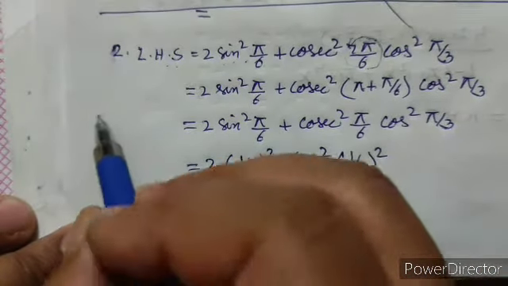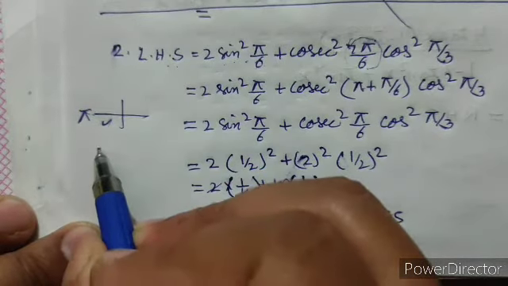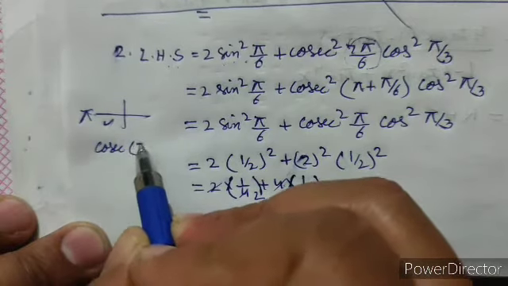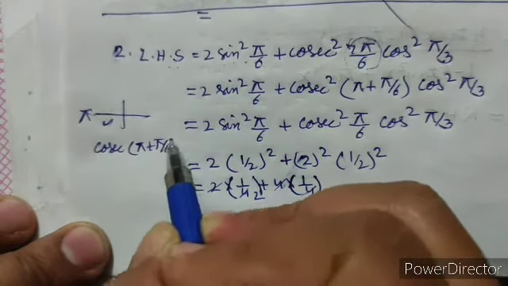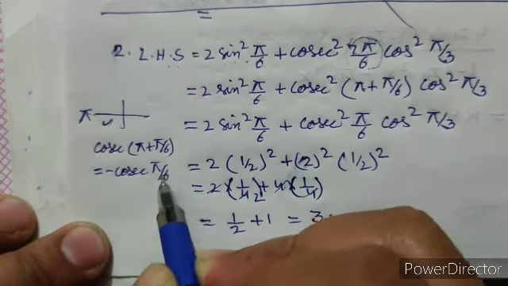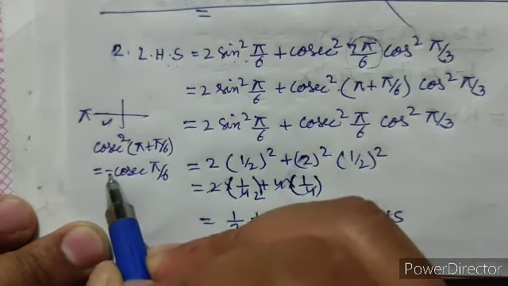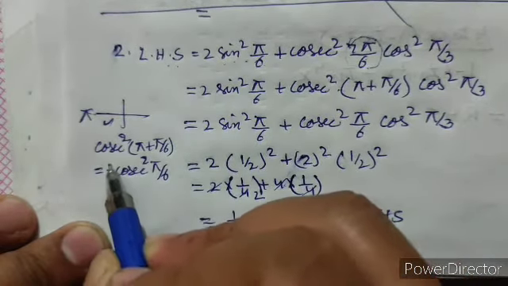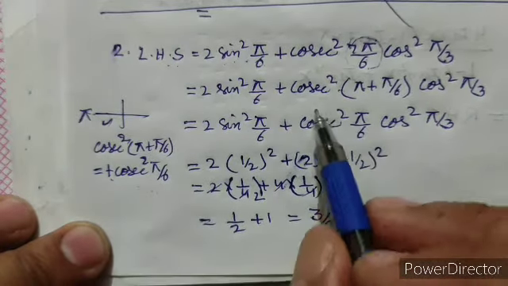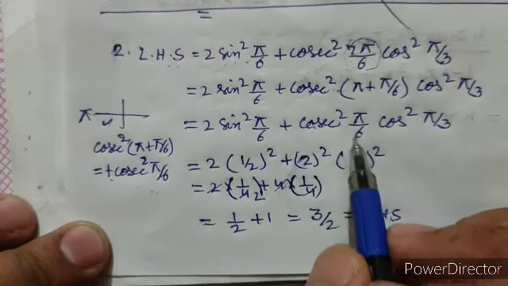Now here pi plus pi by 6 lies in the third quadrant, and as we know that cosec is negative in third quadrant, so cosec pi plus pi by 6 will be equal to minus cosec pi by 6, and here square of cosec will be equal to plus cosec square pi by 6, as square cannot be negative. So cosec square pi plus pi by 6 can be written as cosec square pi by 6.